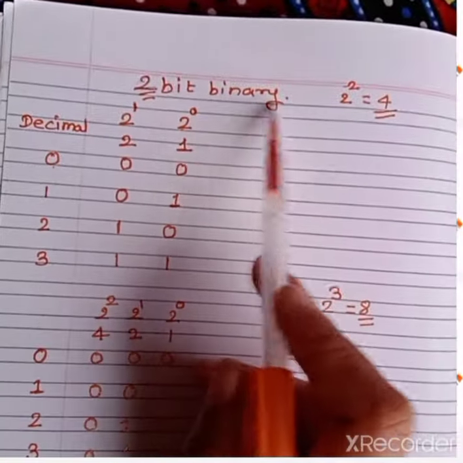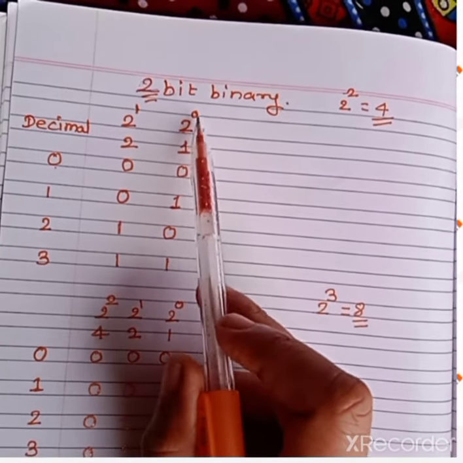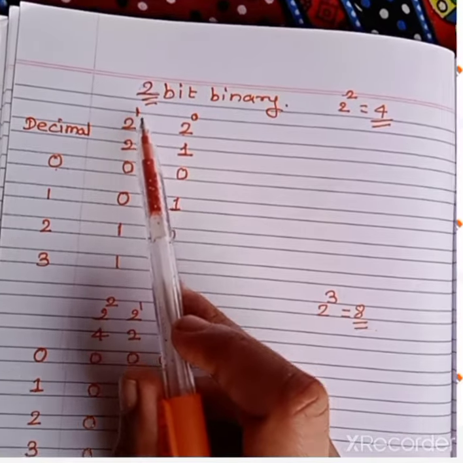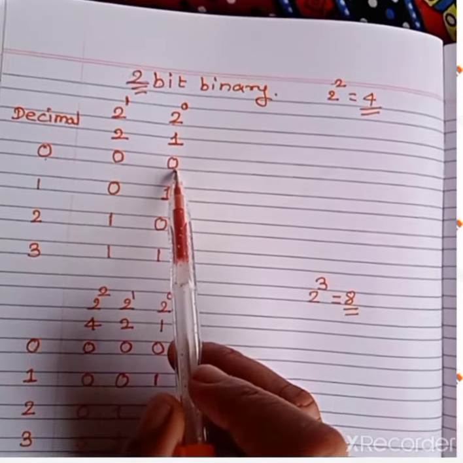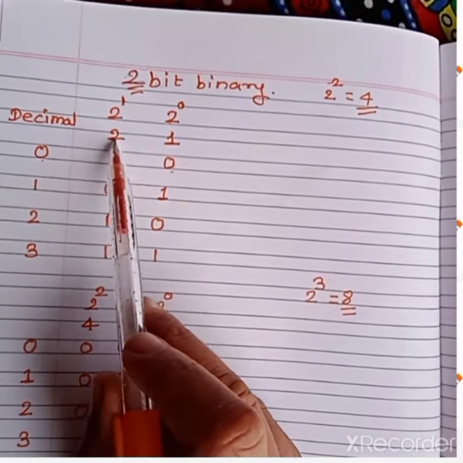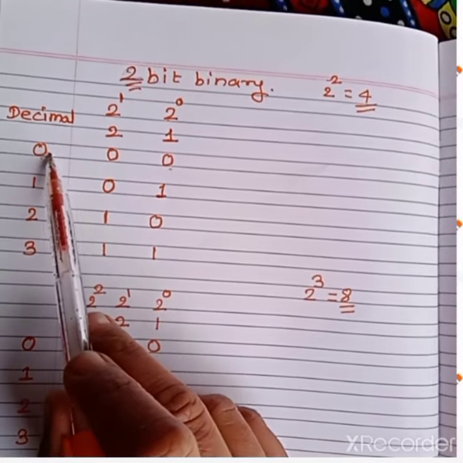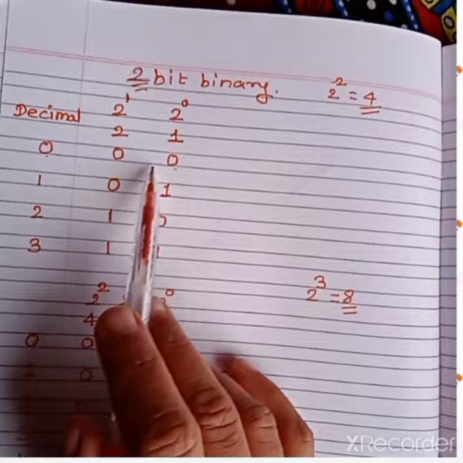For finding 2-bit binary, what I have done here, I have taken the two weights, that is 2 raised to 0, 2 raised to 1. So for decimal 0, I have written 0 0 over here. That means I am giving 0 0 weightage to these two weights. So the decimal 0 is represented here like 0 0.